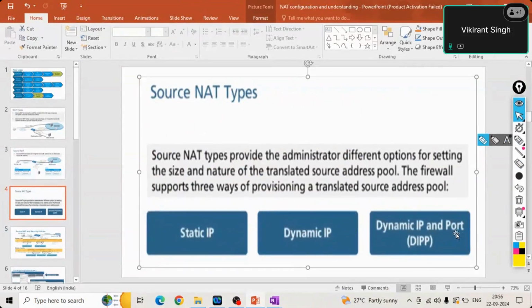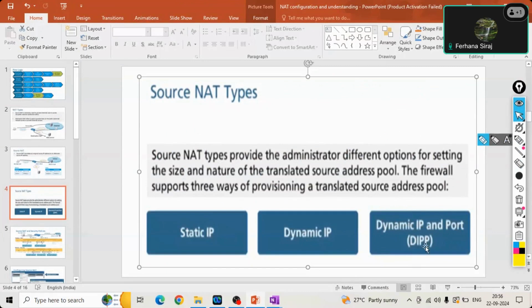Port number will be different. That's the type you use, most of the organizations. Interfaces you will be configuring along with the port. So this is the one which we actually use. The firewall supports three ways of provisioning translated source IP.